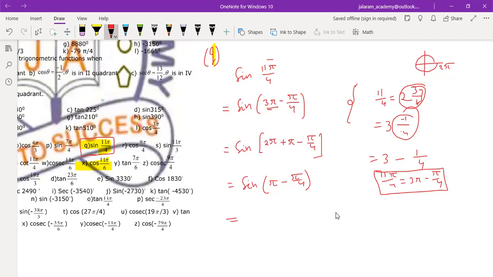Now look at this and think, which quadrant is this? Can you tell which quadrant is this? It is less than pi. Pi means this angle, and less than pi means it ends just before pi. Means it is in which quadrant? It is in the second quadrant. In the second quadrant, sine is positive.